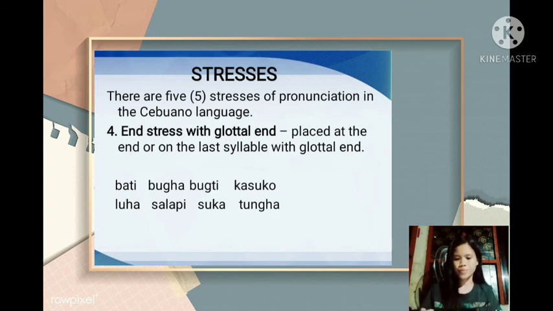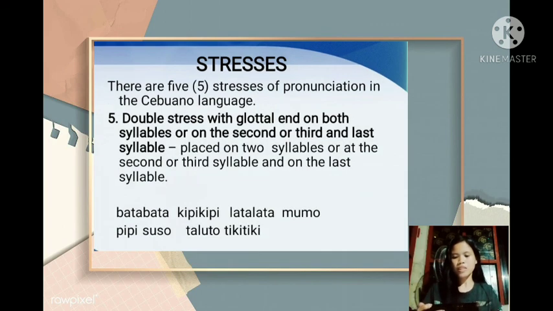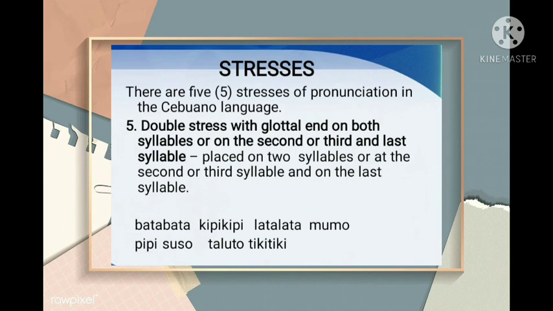The fourth, end stress with glottal end, placed at the end or the last syllable with glottal end. Ti, bugha. Fifth is double stress with glottal end on both syllables, placed on two syllables, at the second or the third syllable and the last syllable. Examples are bata-bata, kipi-kipi, lata-lata, mumu, pipi, susu, aluto, tiki-tiki.